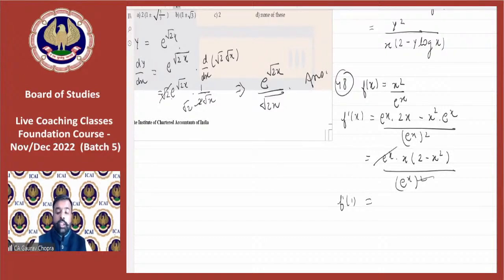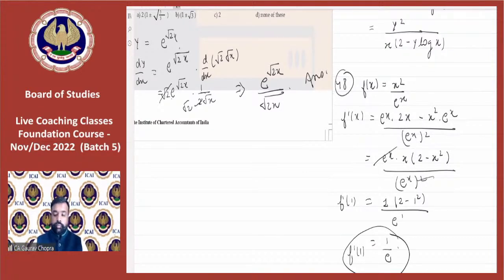Input 1 in place of x. So 1 into 2 minus 1 square upon e to the power of 1. So what is left? 1 by e. So 1 by e is the final answer. Okay, so this was question number 48.